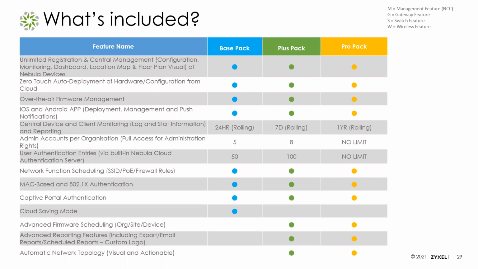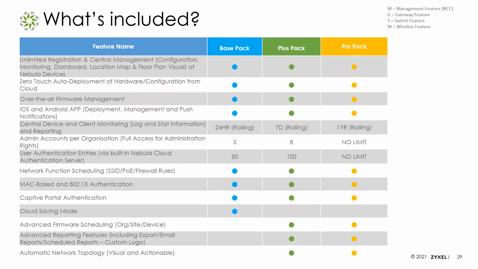Another area where they have some differences is the number of admin accounts each organization, or each of your customers, is allowed to have. The base pack gives you 5 separate admin accounts per organization. Plus Pack gives you 8. Pro Pack gives you an unlimited number.